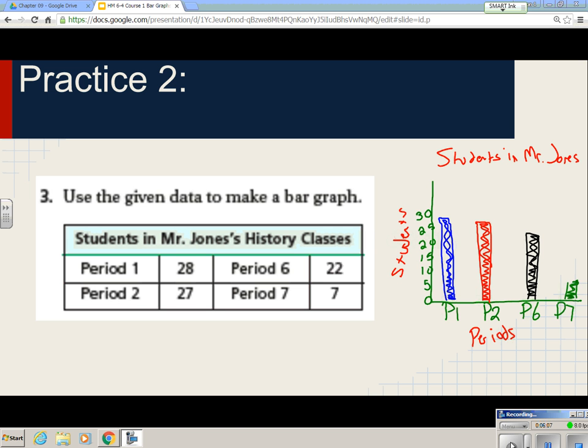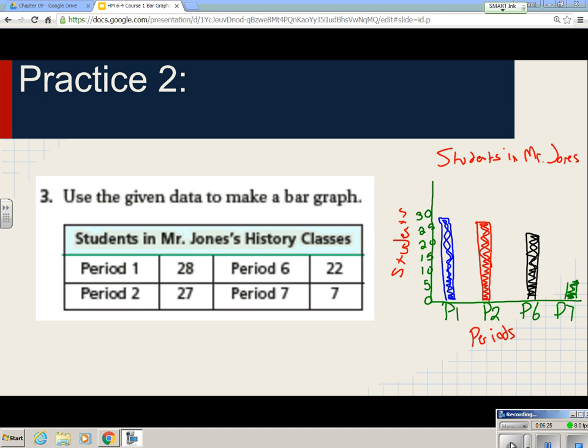So this is a rough sketch. If I was to do it really well, I would have probably drawn lines across. But here you can kind of see my data. First period is obviously the greatest, so I made sure the graph was there. Second period is close. Third period, or sixth period, 22. And that 7th period, only 7 kids. So this is what yours should somewhat look like.